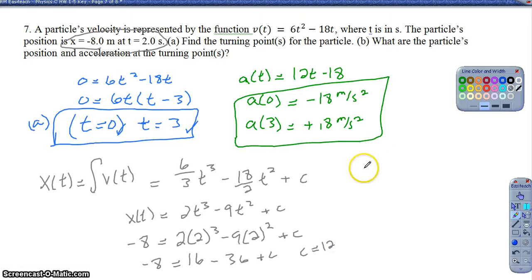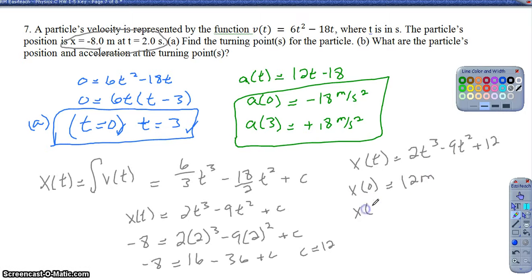So what that tells me then is my actual position function is 2t to the third minus 9t squared plus 12. So then, once we have the function, finding the position at 0 seconds is easy enough. The zeros obviously substitute in and just make this 12.